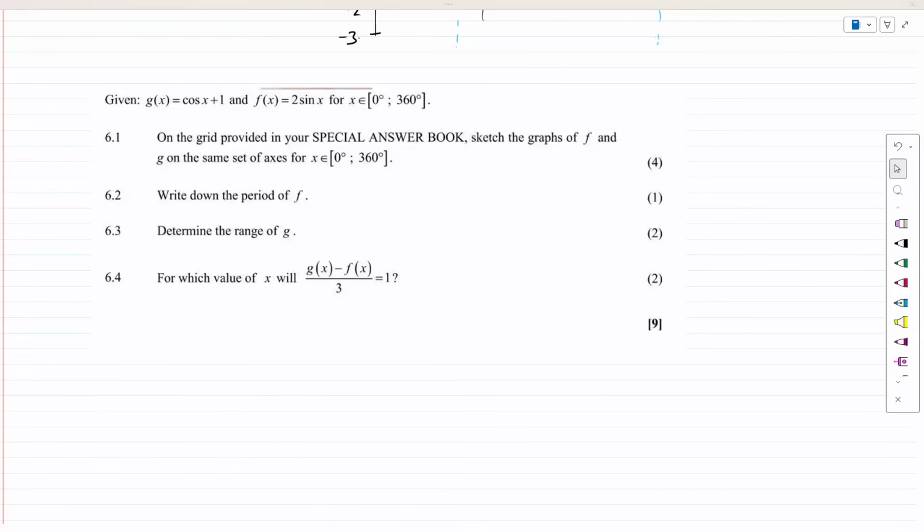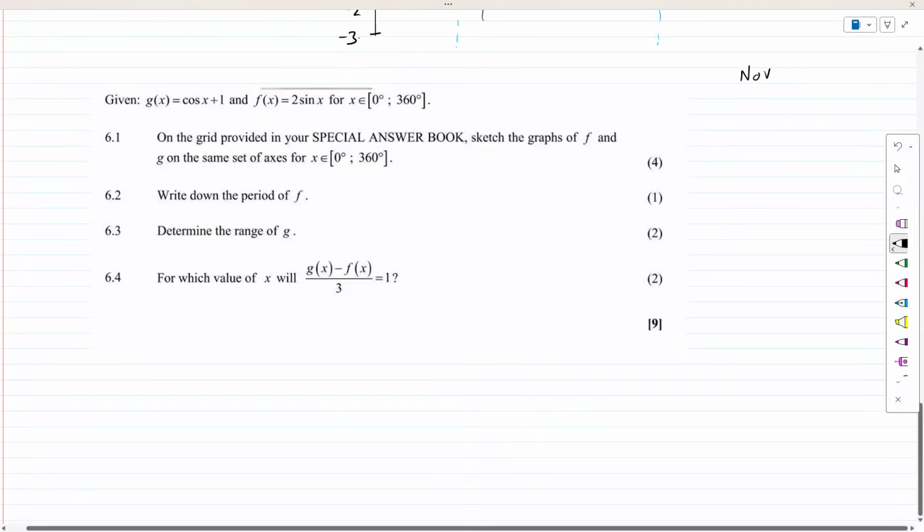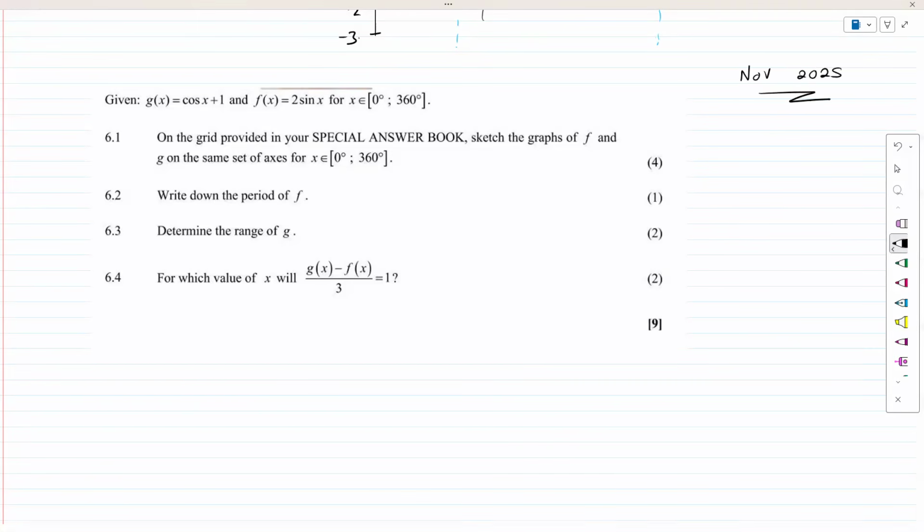Okay, guys. This next one is from November 2025. This is the final year paper, so it should be good. We got two graphs, g of x and f of x. We got our restriction, right? These graphs, I prefer stepping in 30s. Generally, I prefer stepping in 30s. But if they give you a grid and it's in 45s, then step in 45s.